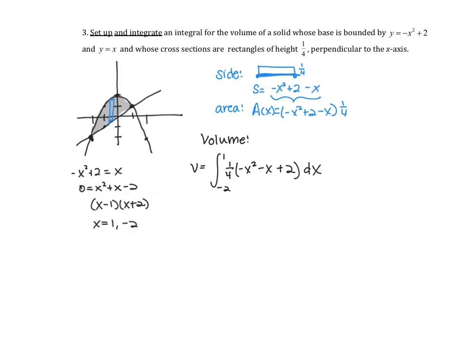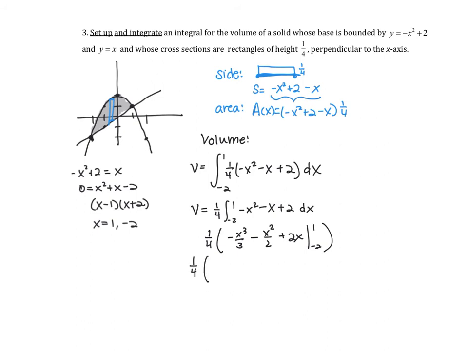Now I need to actually integrate it. So hit pause, see if you can get the integral of this, which is the volume of those shapes, and come back and check your work. All right. If I integrate this, I'm probably going to pull out the 1/4, just because I think it will make it easier for me. So I get negative x cubed over 3 minus x squared over 2. Oh, good, we get fractions. Plus 2x evaluated from negative 2 to 1.